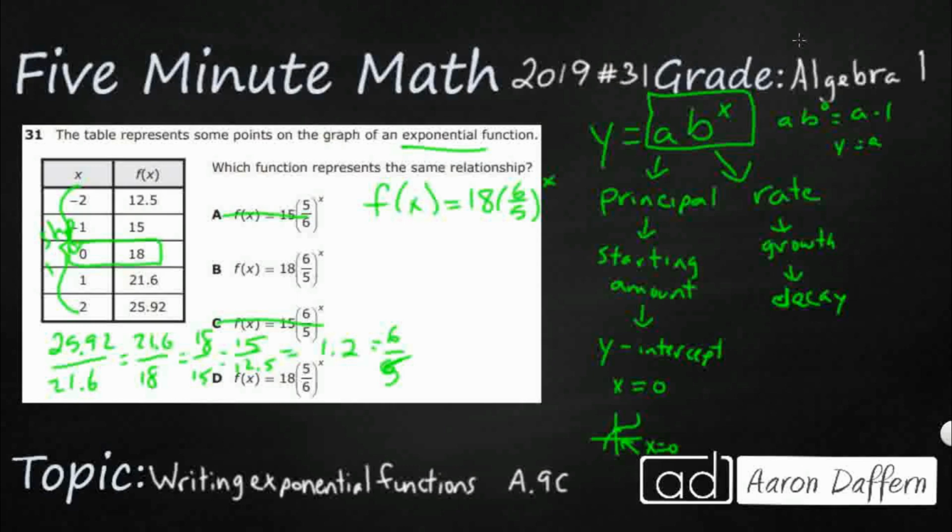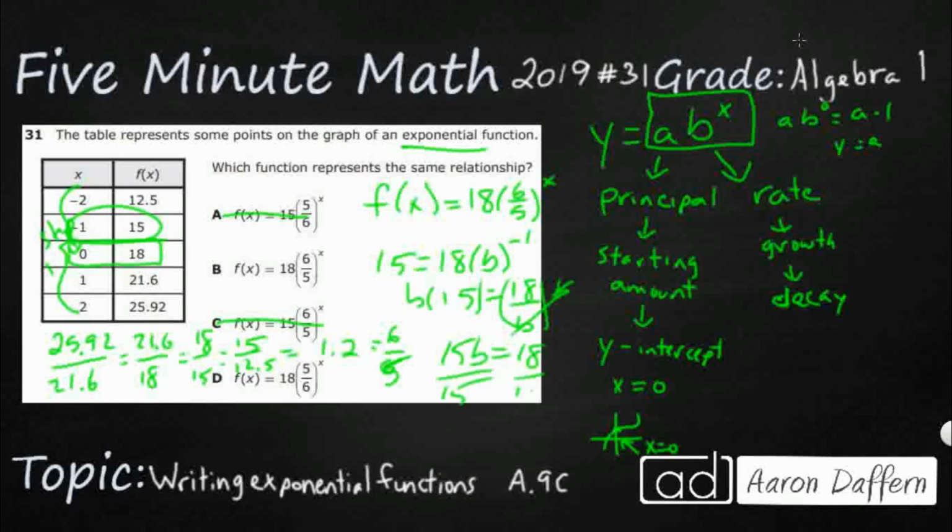Now, if we didn't want to do it that way, another way we could have done it would have been like this. If this is our f of x, we could have plugged it in. We could have said f of x, which is 15, equals 18 times b to the x, and our x is going to be -1, right? So then it would have been 15 equals 18 over b. You have to multiply both sides by b to get it out, right? So it's 15b equals 18. Now you divide both sides by 15, and look what you get. b equals 18/15 equals 6/5. Our answer is B.